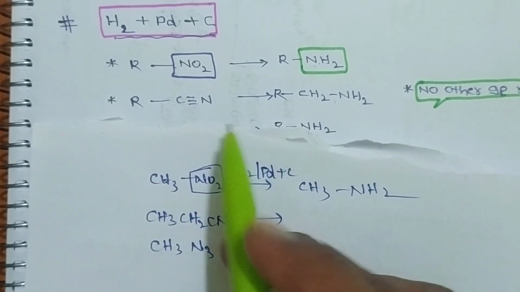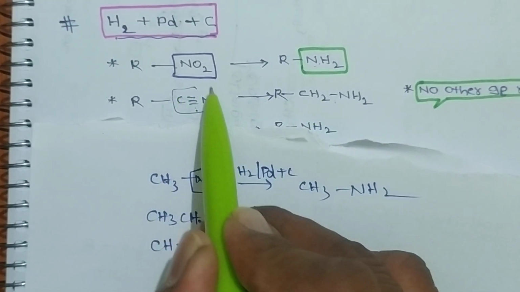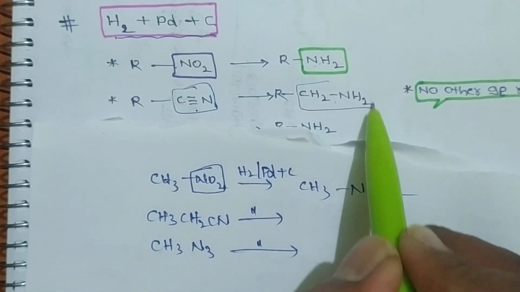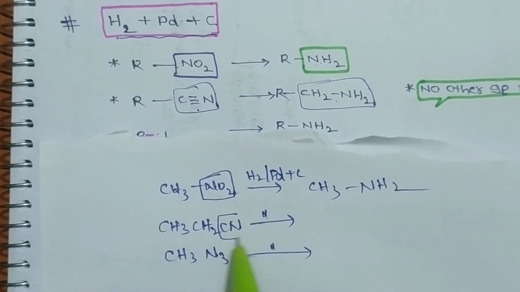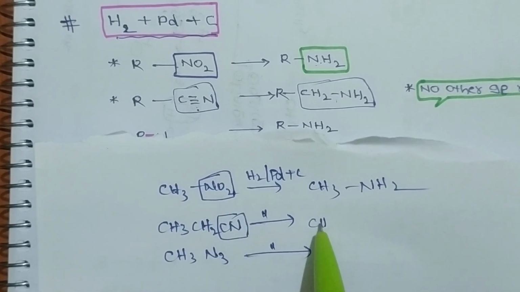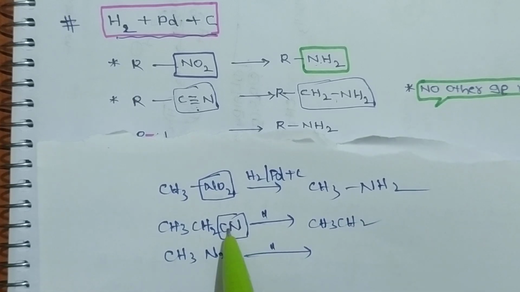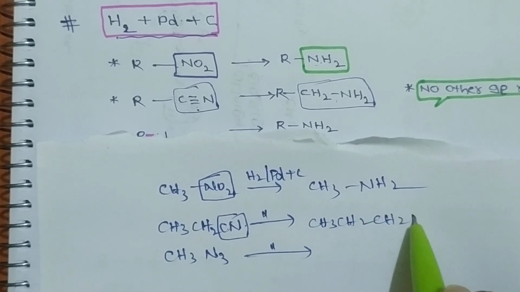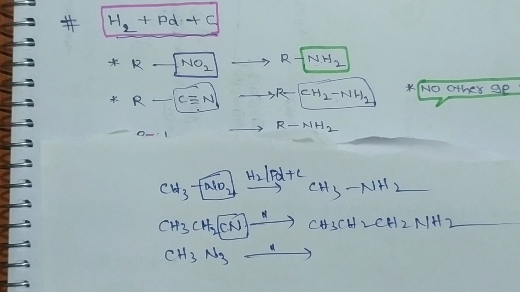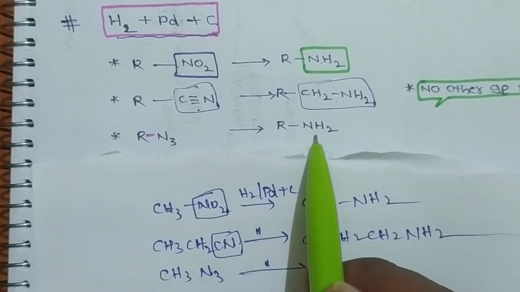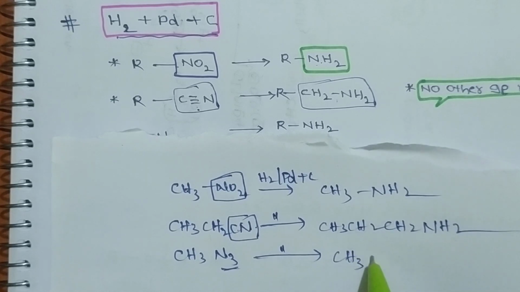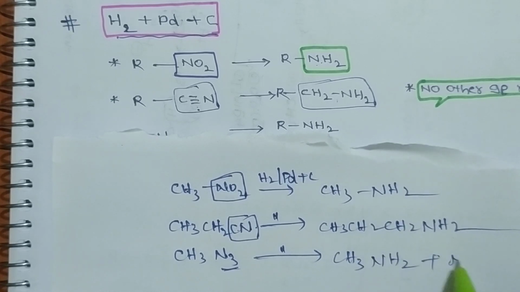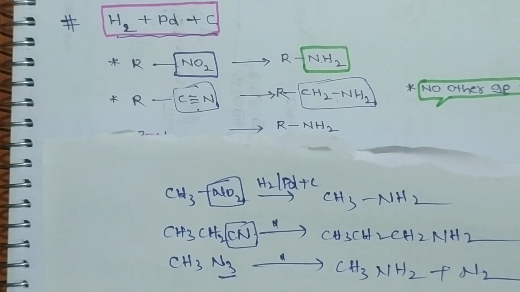Next here, cyanide is converting. This cyanide part is converting into an amine part. So that means CH3CH2CN is converting into CH3CH2CH2NH2. Next, the azide part is converting into amine. Same here also, this azide part is converting into amine. Next, elimination of nitrogen.